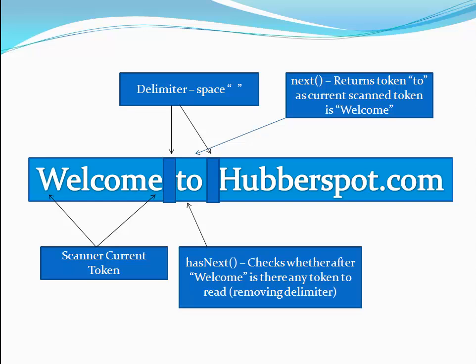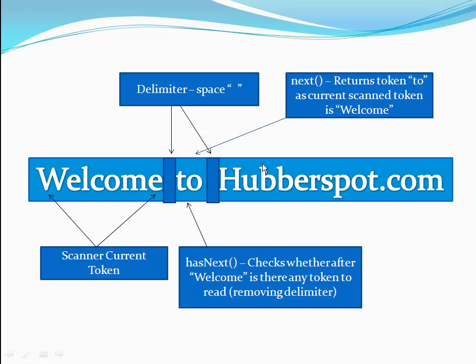And suppose we now want to read the tokens and our current token is "welcome". Whenever we call next, it will return the next token, leaving out the delimiter. So the next token would be "to", and if I call next again, it will return "hoverspot.com", leaving out the delimiter.